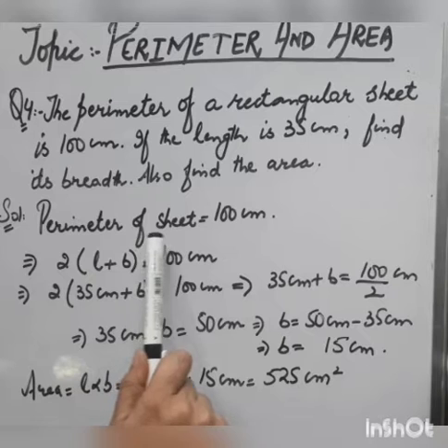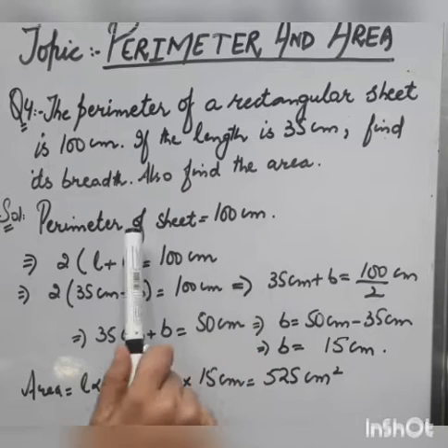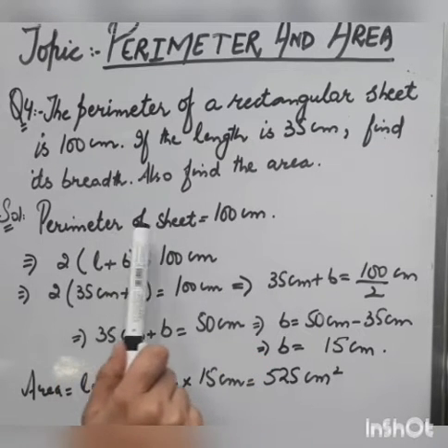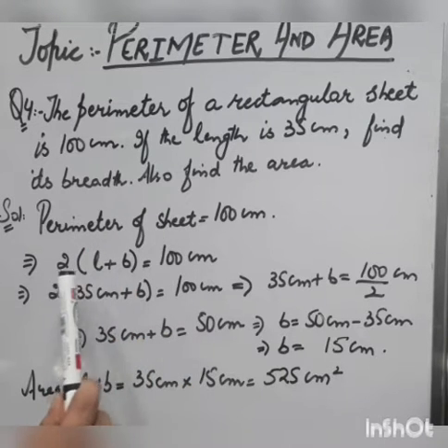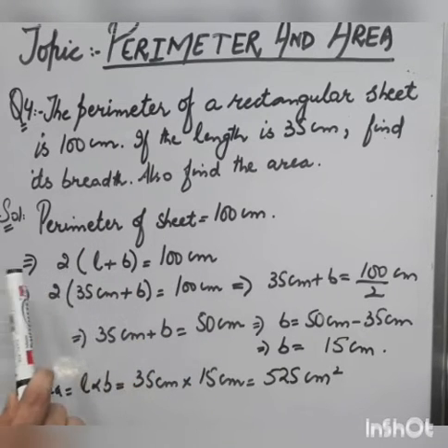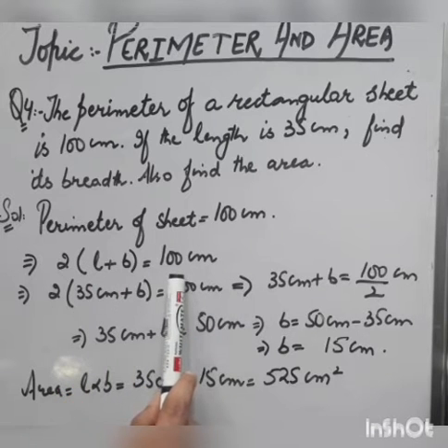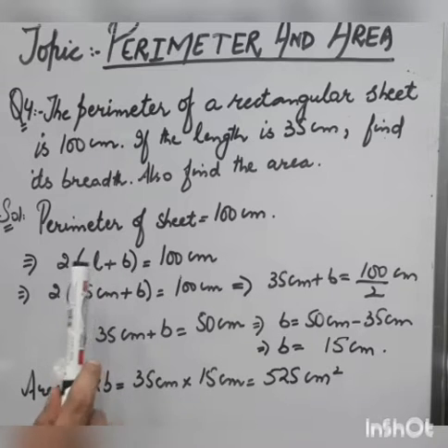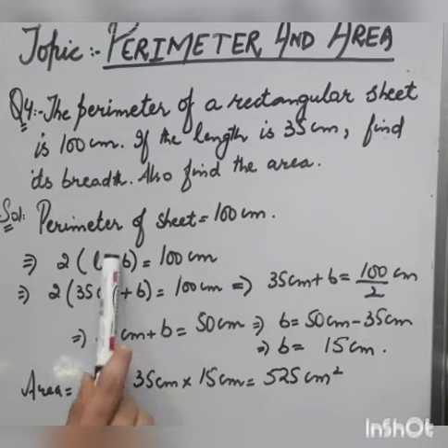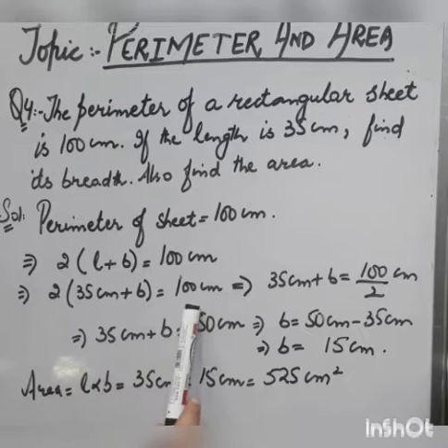So perimeter of sheet is equal to 100 centimeter. It is given. Now we know that perimeter of sheet is twice length plus breadth, or we can say perimeter of rectangle is twice length plus breadth. So here twice length plus breadth is equal to 100 centimeter. Now this 2, keep it as it is. This length is 35 centimeter. So instead of this L, we'll write 35 centimeter plus B is equal to 100 centimeter.